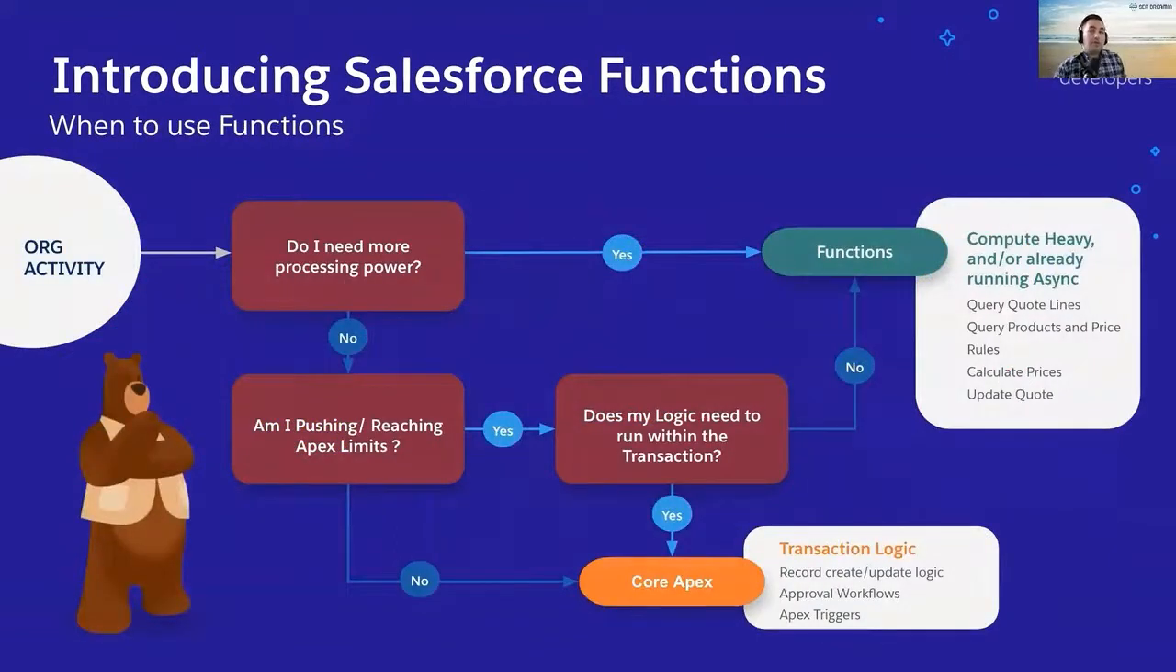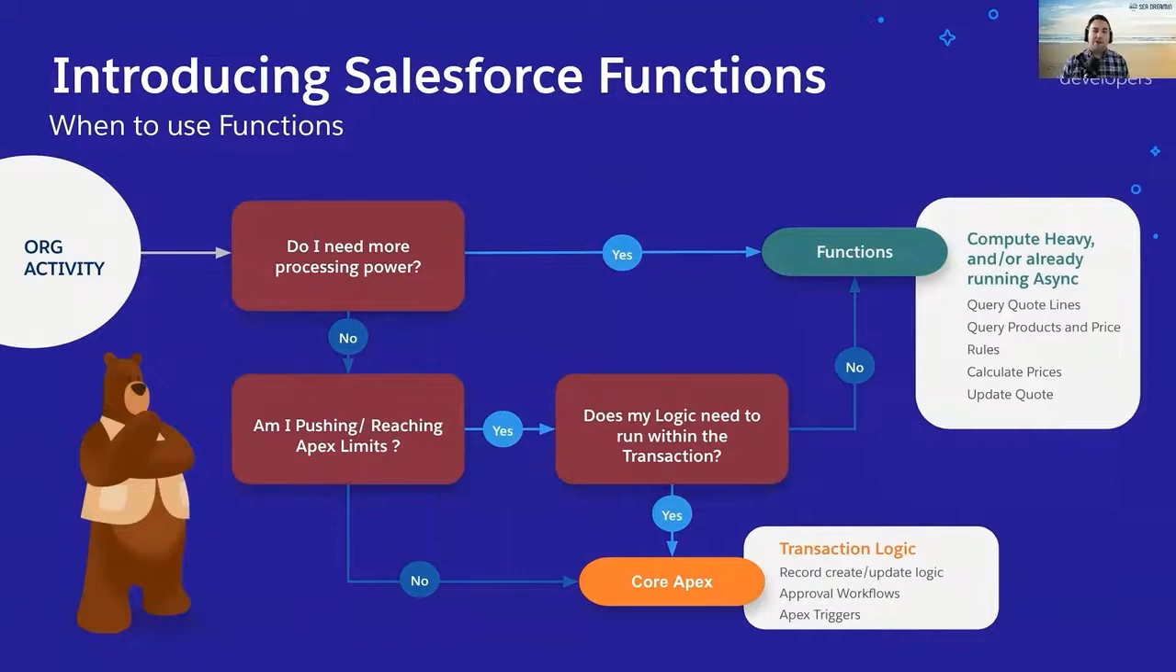However, it's important to note that you shouldn't always be using functions for everything. A lot of the examples that we provide do things like run a SQL query or do some basic DML into Salesforce, which are actions that you don't actually want to run out to a function for. Number one, you need to ask yourself if you need that extra processing power. If what you're trying to do can't be accomplished in Apex, then great, use a function. Think about compute heavy and already async things that you may be doing, such as querying complex quote line items, querying products and price rules, running some calculations, maybe even updating a quote or generating a PDF. These are all things that can be quite compute heavy that you aren't able to do in Salesforce.